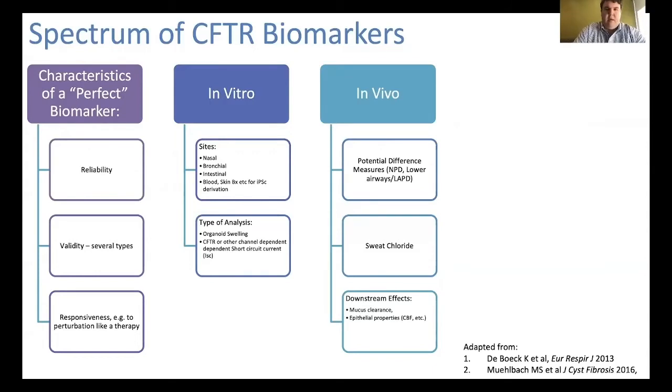Most commonly, those include organoid swelling by forskolin-induced swelling and or CFTR, other channel-dependent short circuit measurements, or ISC. In vivo measures come in several flavors as well, which include potential difference measures like nasal potential difference, or less commonly used lower airway potential difference. Of course, there's the very commonly used sweat chloride test, and there are downstream effects which are in development, including mucus clearance at the bulk level, or epithelial properties of cilia beat frequency, or other properties on the epithelial surface.